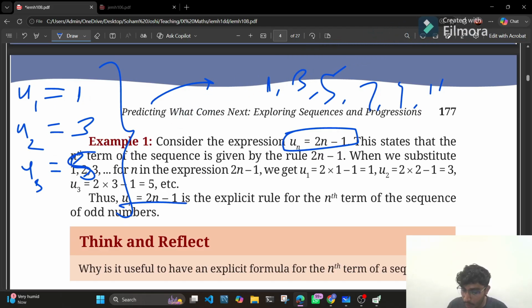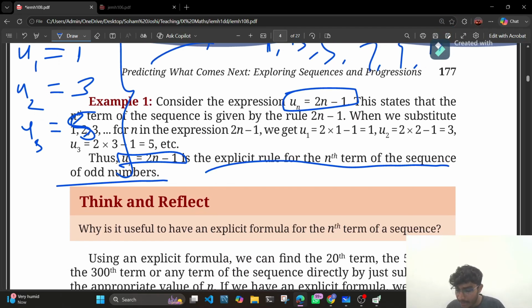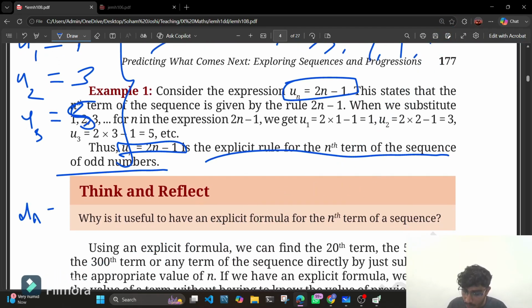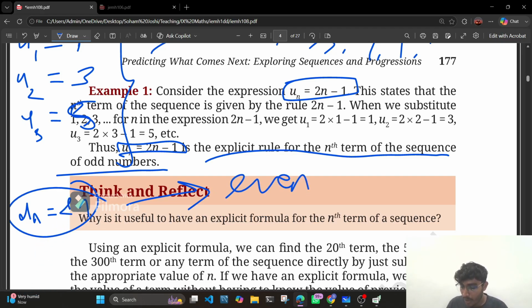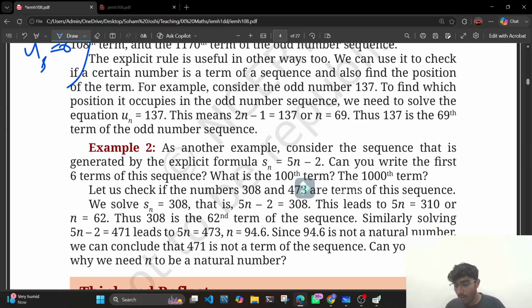That is, un is equal to 2n minus 1 is the explicit rule for the nth term of the sequence of odd numbers. Similarly, we can say that un is equal to 2n is the explicit rule for the nth term of the sequence of even numbers. If you put 1, you get 2. If you put 2, you get 4. If you put 3, you get 6, and so on and so forth. So this is how we define the explicit rule for the nth term of a sequence.